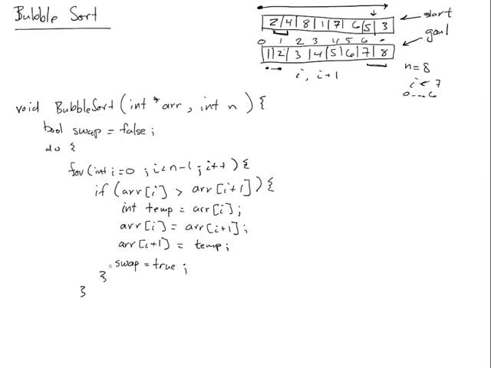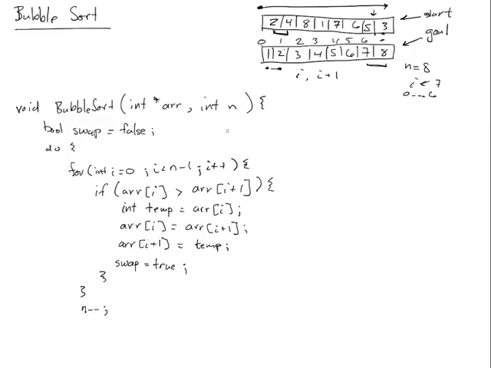Okay. And that's it for our for loop. So now we've gone through the end of our loop for our first iteration through here. So what we need to do is decrement the end value, because we know that we have successfully sorted the item that's going to go into the last index of our array. Okay. So we can do n minus minus.